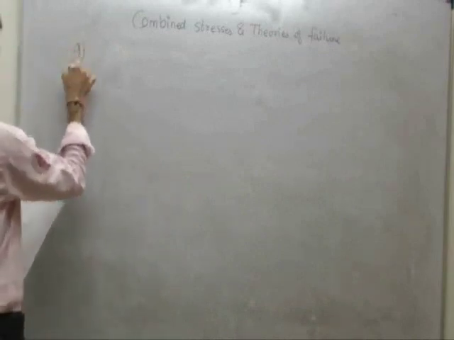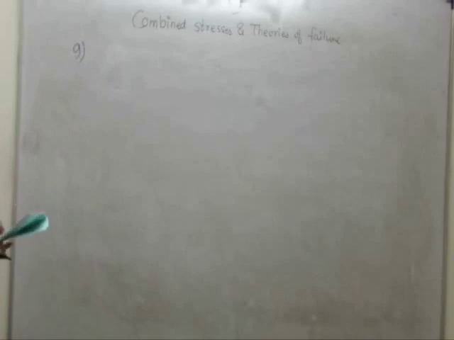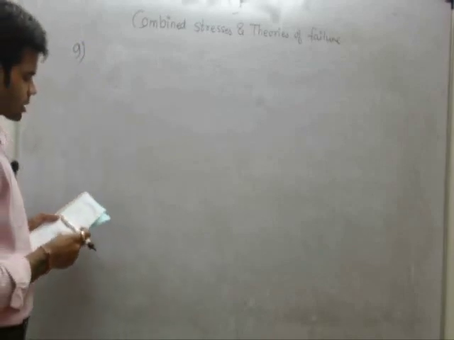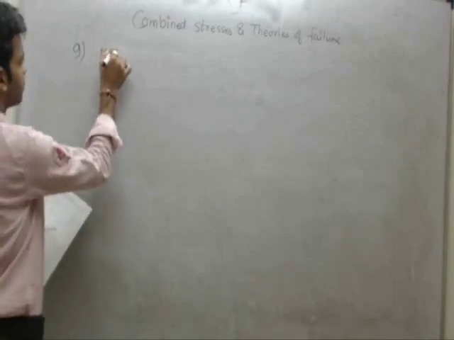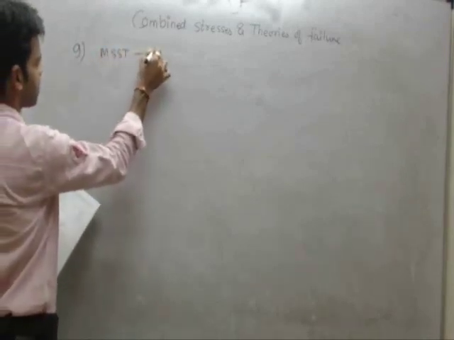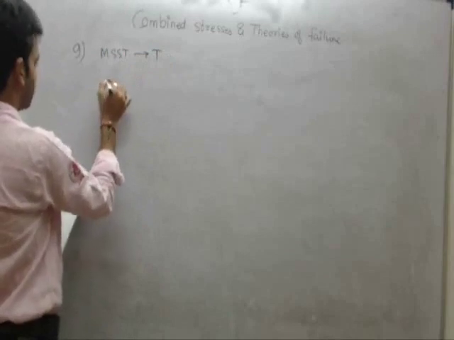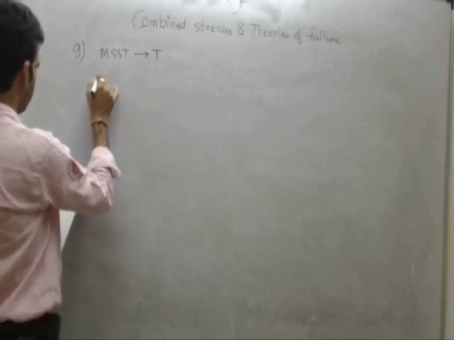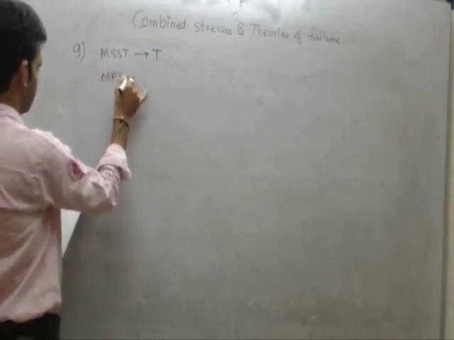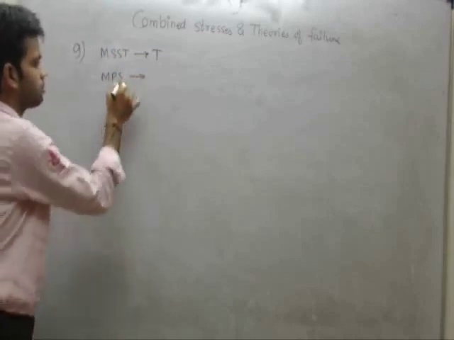Question number 9. Just read out this question carefully. According to maximum shear stress theory, permissible twisting moment in a circular shaft is T. The permissible twisting moment according to maximum principal stress theory, this we have to determine.